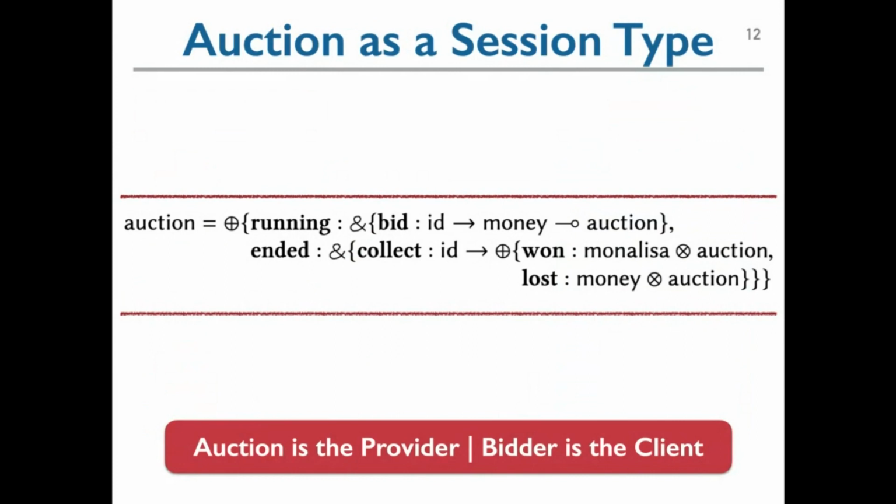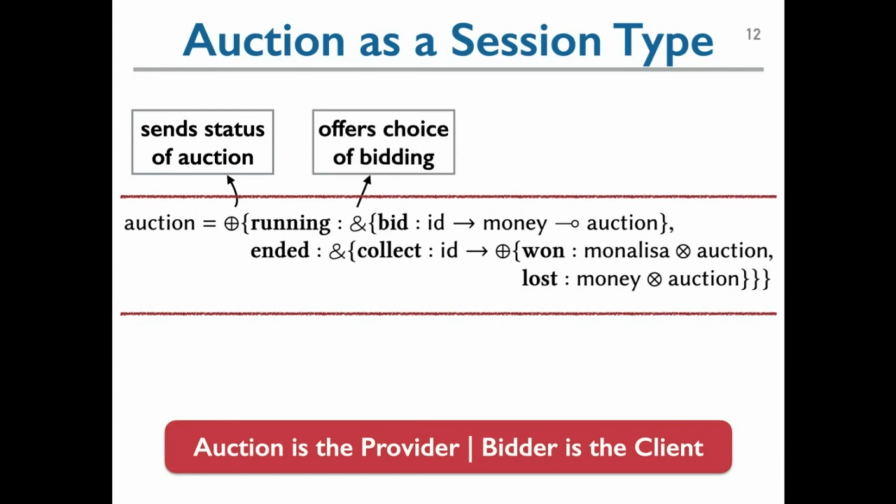Let's try to see this type from the point of view of the auction. The auction is the provider and the bidder is the client of this auction. As you can see, the type starts with this plus symbol, which stands for internal choice. What that means is as soon as a bidder starts interacting with the auction, the auction will either send the running message if the auction is running, or send the ended message if the auction has ended. So it will indicate its status as soon as you start interacting with the auction.